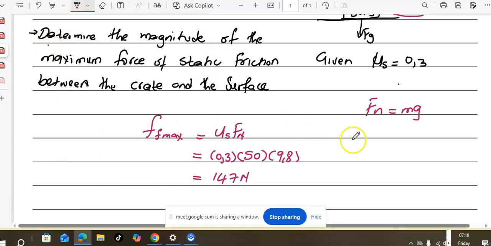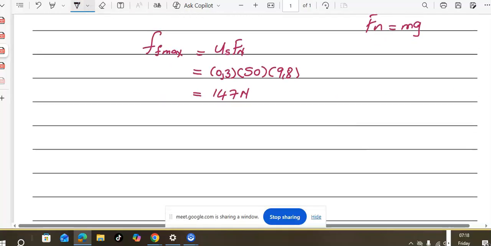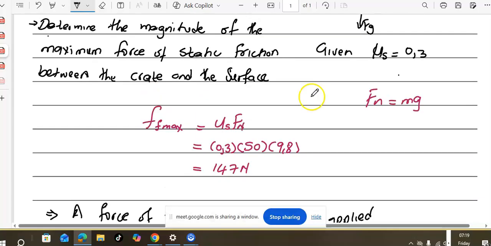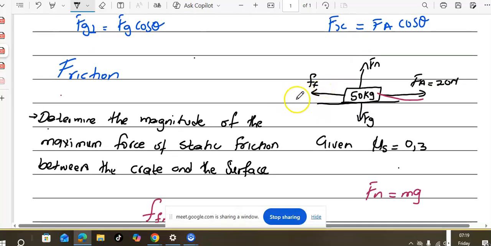And now you'll be saying, why is he showing me this easy example? Why am I showing you this? So that we can answer the next question. Because listen to this question. It says that a force of 20 Newton to the right is applied. Yes, we can see that a force of 20 Newton is applied on the object.